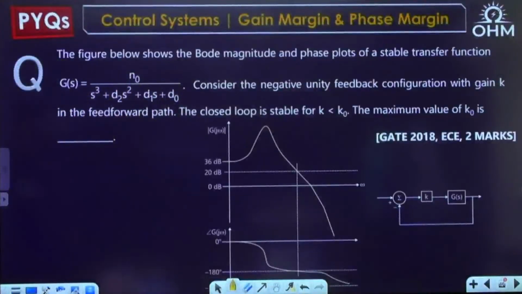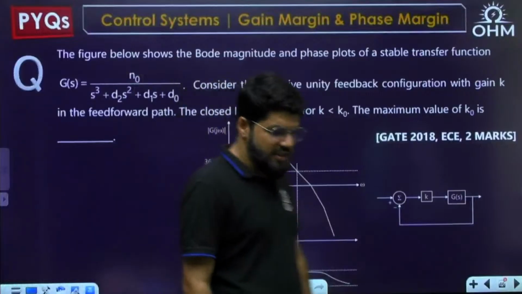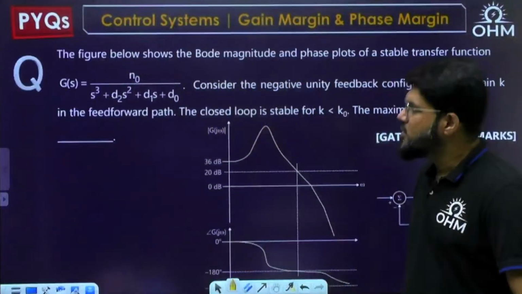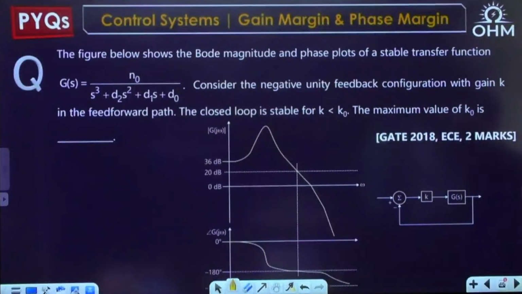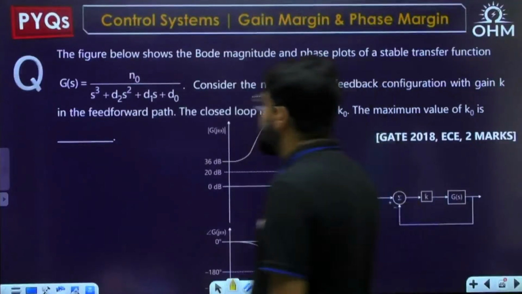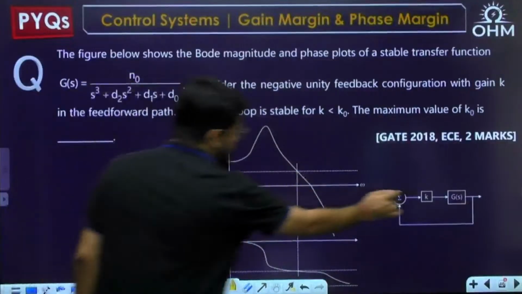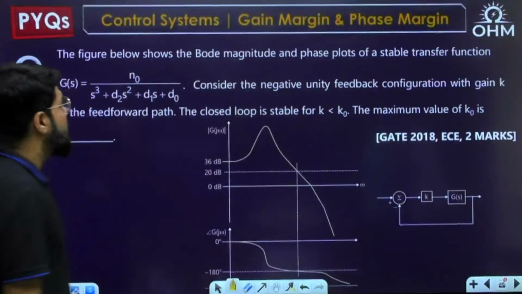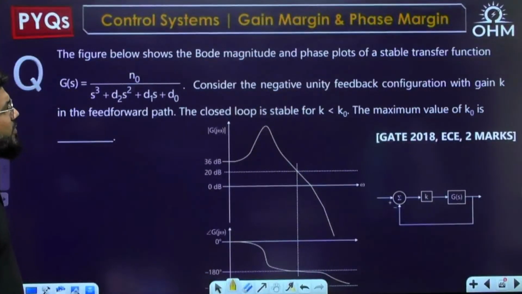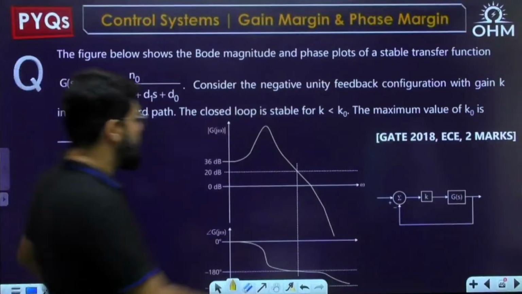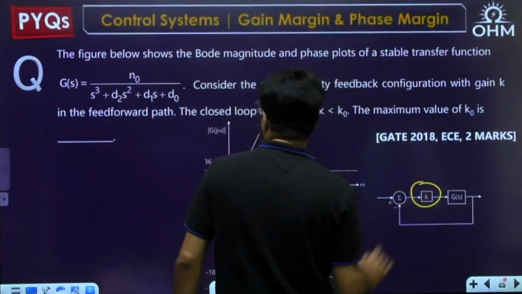GATE 18 EC, 2 marks. With reference to Bode plots, the figure below shows the Bode magnitude and phase plots of a stable transfer function G(s). The open loop transfer function G(s) is stable. Consider the negative unity feedback configuration with gain K in the feed forward path. So I've taken another gain K in the feed forward path.